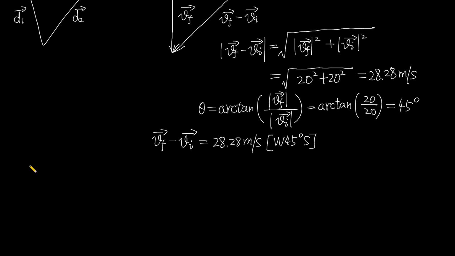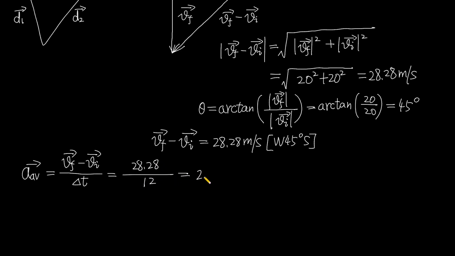Now we can know that the average acceleration just equals the change of velocity, the final velocity minus initial velocity, over the time interval. And this equals 28.28 over 12, and equals 2.36 meters per second squared. The direction is the same as the change of the velocity, west 45 degrees toward south.